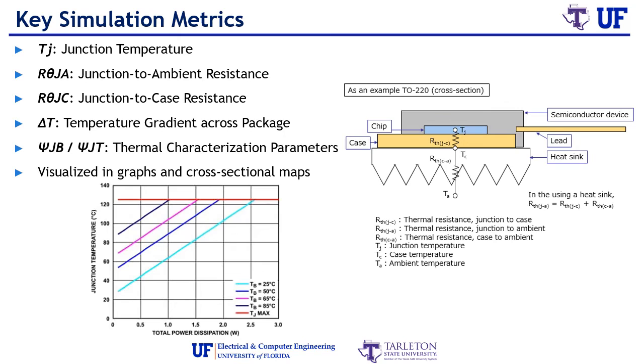Every thermal analysis revolves around a few key numbers. Junction temperature, or TJ, is the highest internal temperature of the chip. Thermal resistance values like RθJA and RθJC tell us how efficiently heat moves from junction to ambient or junction to case. Other metrics, like delta T, help assess thermal gradients that can cause mechanical stress. The graphs here illustrate how junction temperature rises with power, and a thermal resistance breakdown shows where that heat is going.